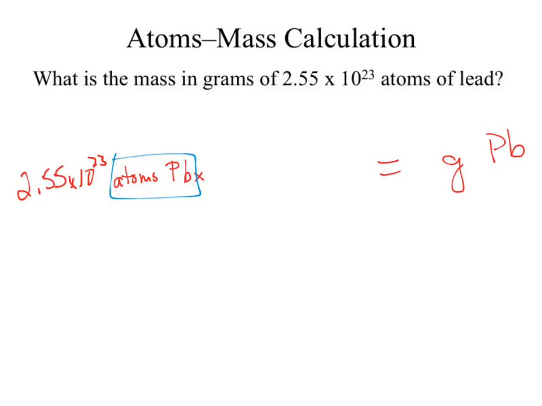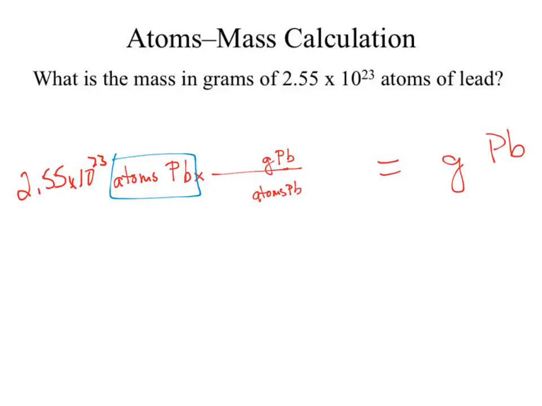What's the next most ideal situation? I can cancel atoms of lead and get grams of lead. Is there a conversion factor that relates grams and atoms that you know? 1.661 times 10 to the minus 24? Yeah. Grams is, that's AMU. 1 AMU. Is AMU atoms of lead? No. So that's not a bad idea for a conversion factor, but we're not in AMUs yet.